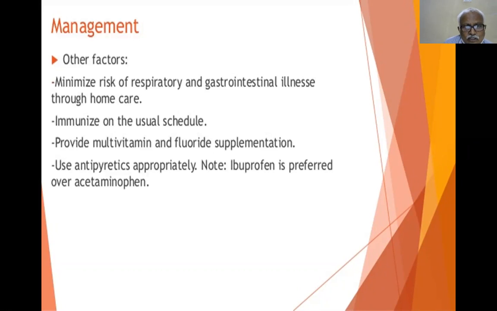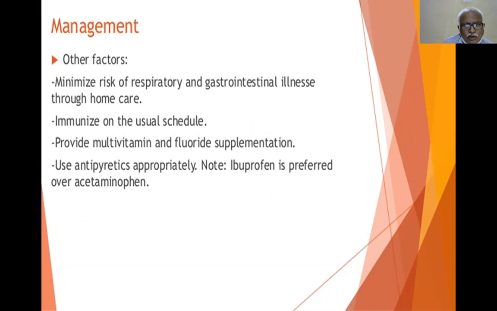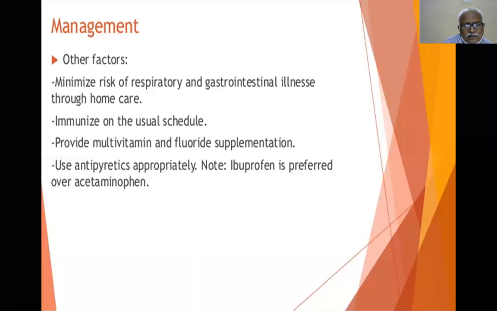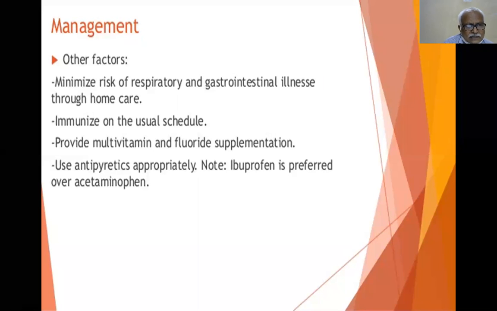So minimize the risk of respiratory and gastrointestinal illness through home care. When you take the patient into hospitalization, lots of cross-bed contamination will be there. That's why respiratory and gastrointestinal illnesses will be fulminant in hospital management. That's why we prefer to manage the case at home. So home care is most preferred over hospitalization.